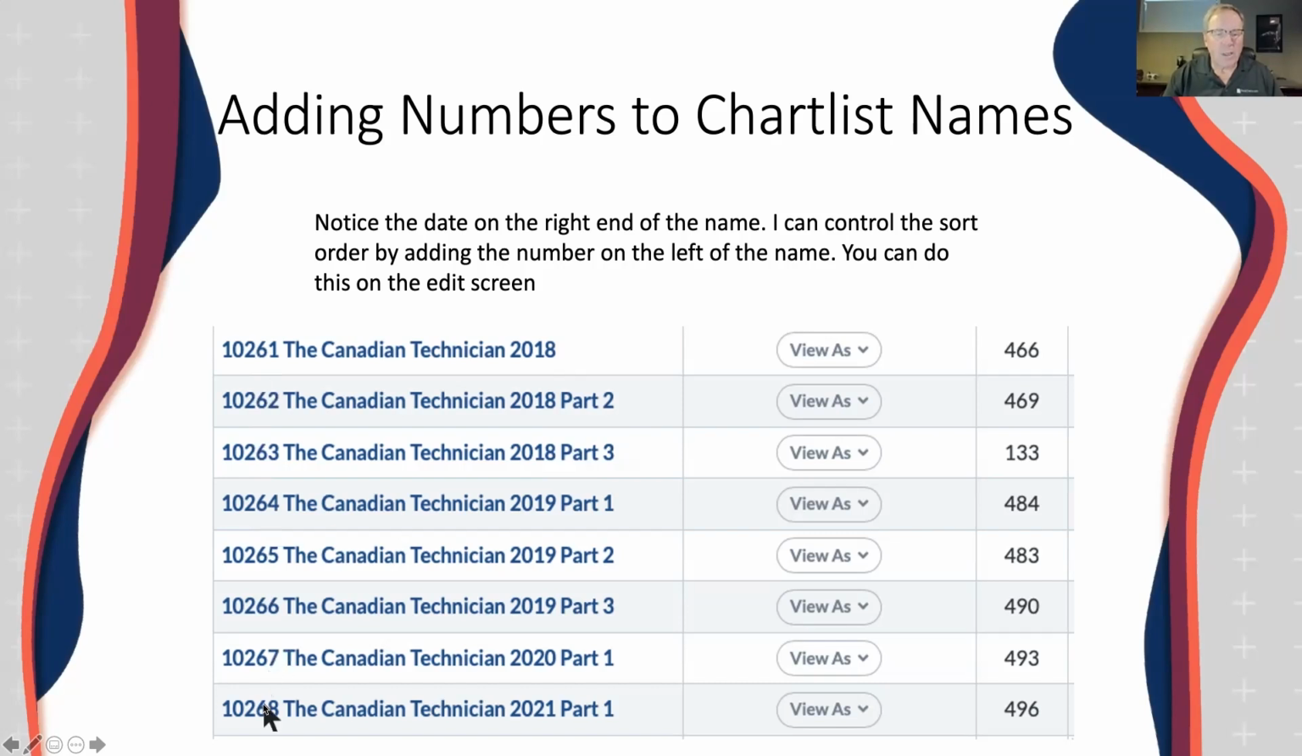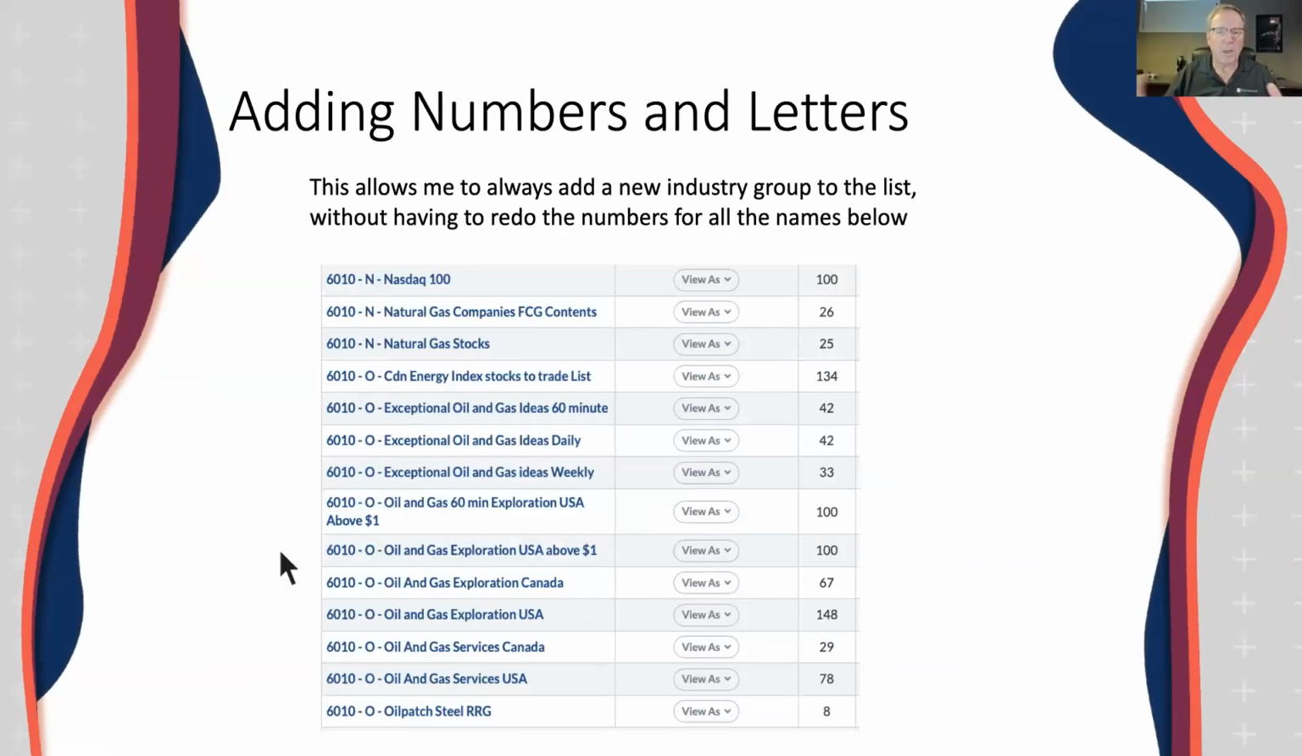And I've reserved these numbers over here. And this year I'll add part 2 onto it at the end of the year and just add another chart. So this tells you how many charts are in the list. So that number is very important for you controlling the order of your chart list inside the bigger picture. And as I mentioned, for industry groups, here is 6010 NASDAQ 100 or natural gas, right?